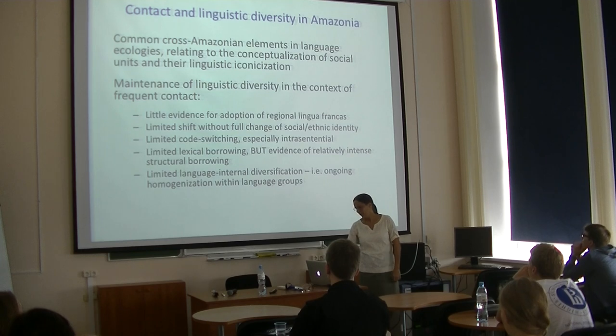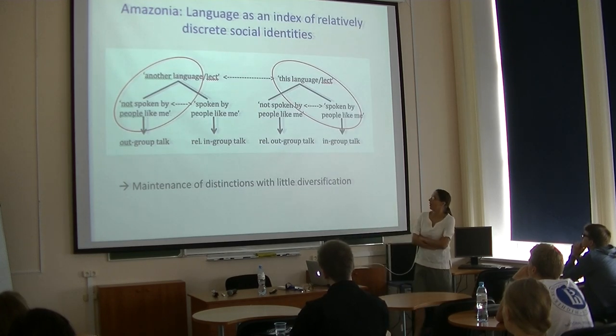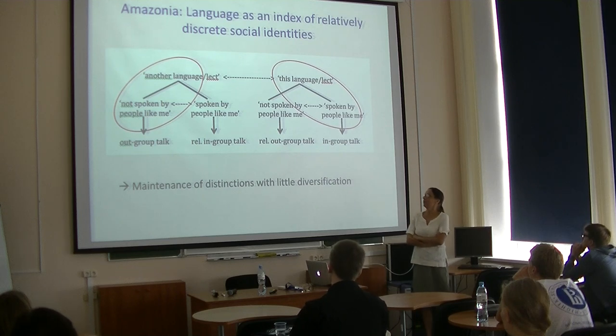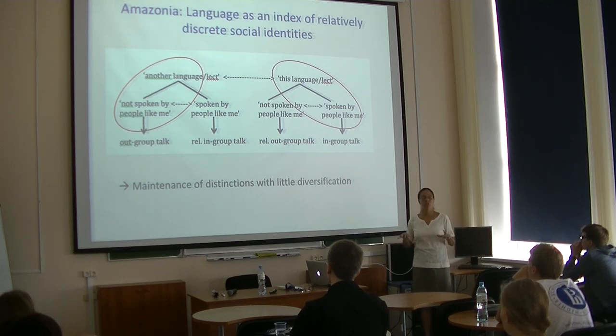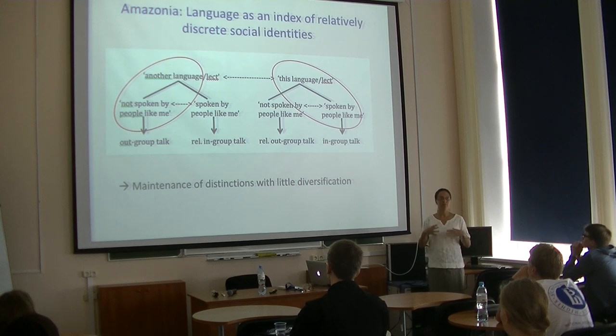So if we take Enfield's diagram, this is a modified version of Enfield's diagram, and try to use the categories that he has set up to think about what aspects of those categories might be particularly relevant in the Amazonian context that might help us to understand what's going on with respect to contact and maintenance and overall linguistic diversity.